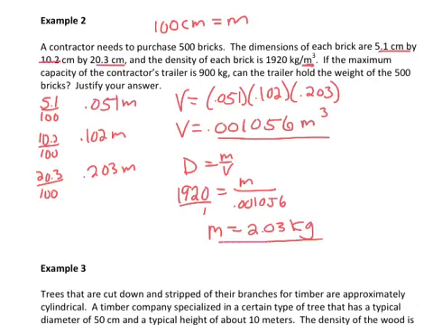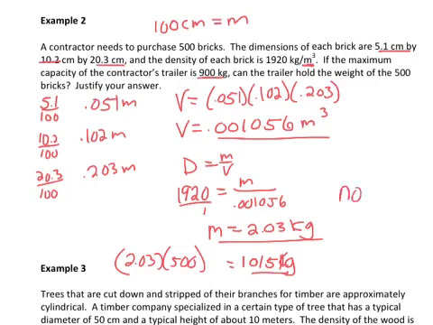So now I want to figure out how much 500 of those bricks weigh. Well, 2.03 times 500, and that's going to be 1,015 kilograms. So if I compare that to the 900 kilograms, the answer is no. And all my work kind of shows my justification. The bricks will be too heavy. And they're going to be too heavy by about 115 kilograms.